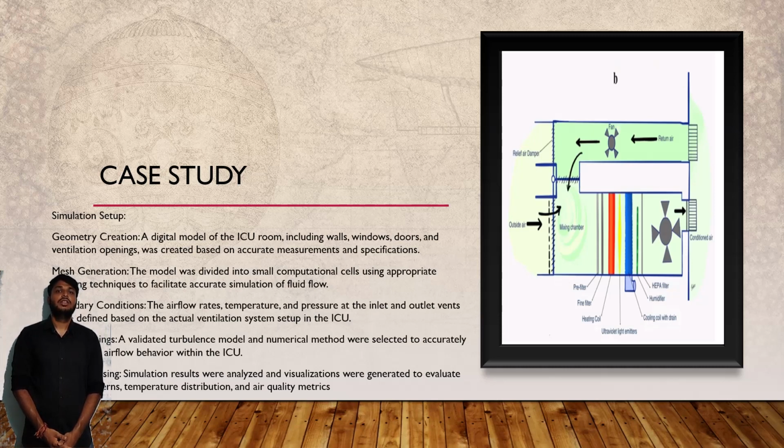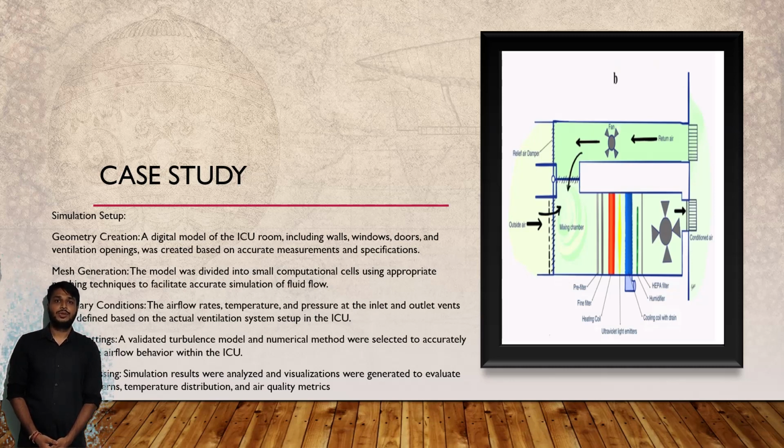Mesh generation. The model was then divided into small computational cells using appropriate meshing techniques. This step allowed for accurate simulation of fluid flow dynamics and capturing of detailed airflow patterns. Boundary conditions. Next, the airflow rates, temperature, and pressure in the inlet and outlet vents were defined based on the actual ventilation system setup in the ICU. This ensures that the simulation represented the real world conditions accurately.